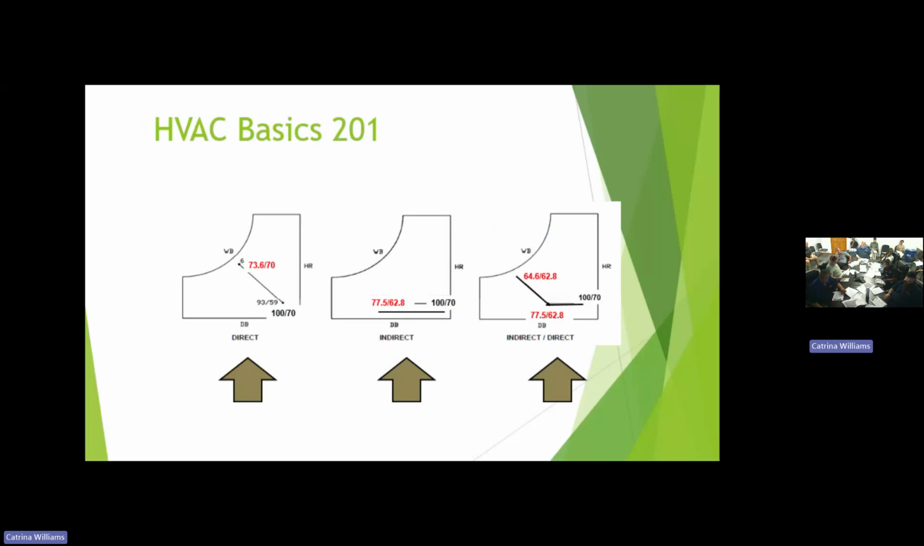Given an indirect section, it follows the simple cooling line here. So you start out at 100/70, go down to 77.5, a straight line across there. If it's indirect-direct, it follows that part way, and then the direct section goes up the wet bulb line again. There's your combinations.